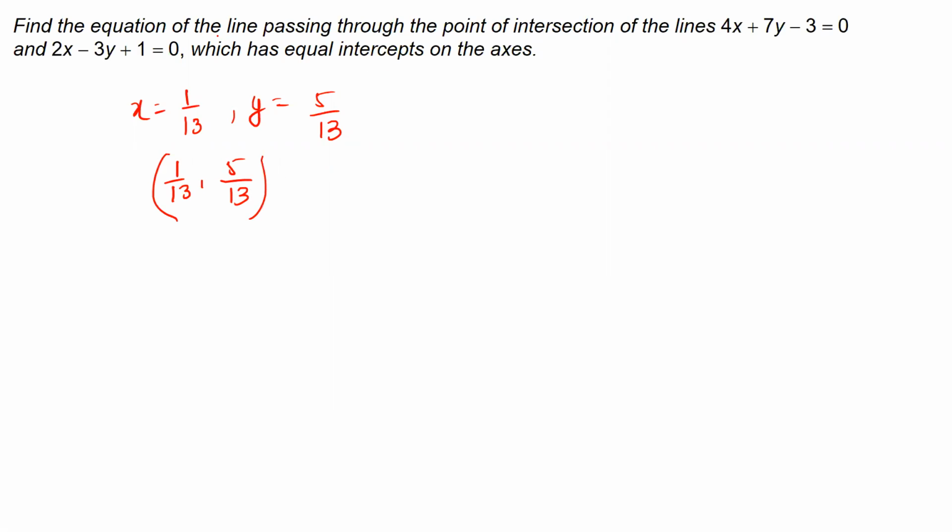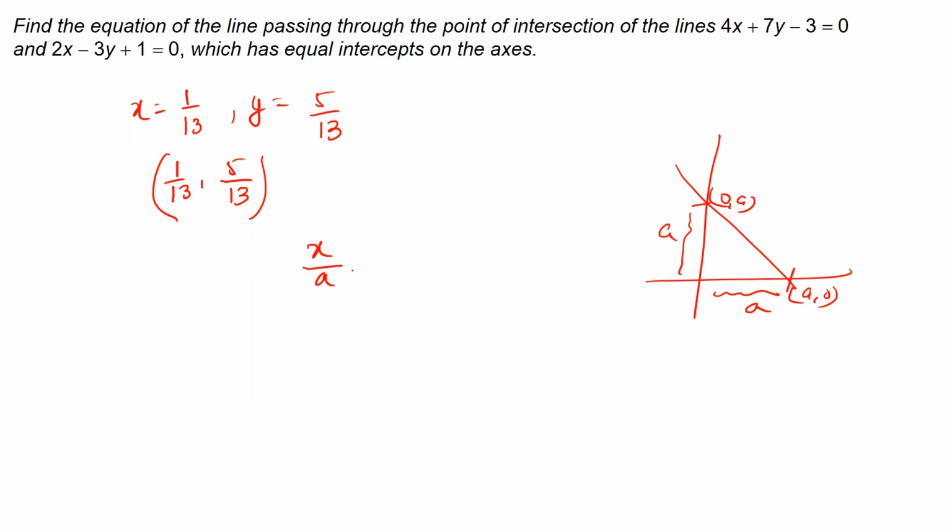Okay, now the question also says that the line we are interested in also has equal intercepts. That means suppose this is the required line, then its x and y intercepts are equal. So both of them are, suppose, a. So this point is actually (a, 0) and this point is actually (0, a), and we know that if we are given the intercepts, we can quickly write down its equation as x by a plus y by b, but here the intercepts are equal, so it's y by a only, is equal to 1.